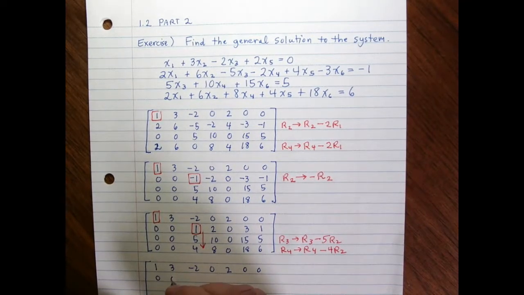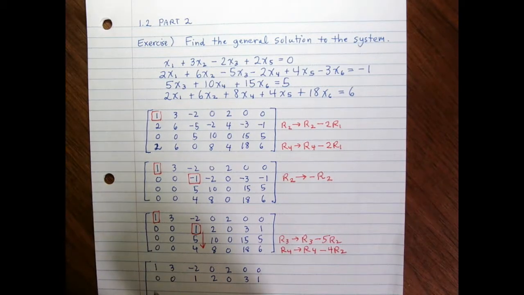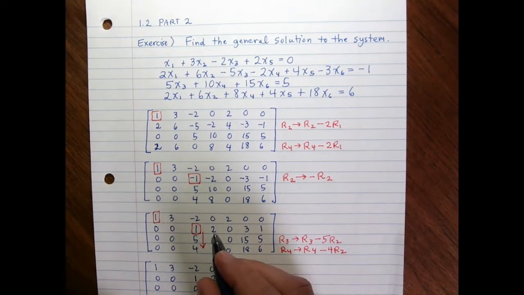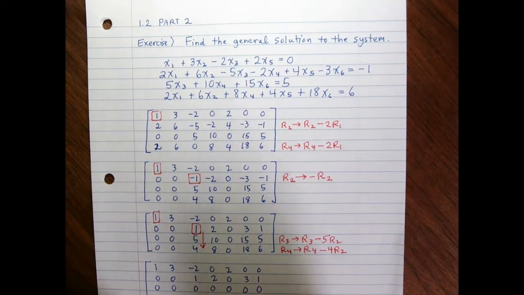I'm recopying the first 2 rows. And now, row 3 minus 5 times row 2. 0 minus 5 times 0 is 0. 0 minus 5 times 0 is 0. 5 minus 5 is 0. 10 minus 2 times 5 is 10 minus 10 is 0. 0 minus 0 here. 15 minus 5 times 3 is 15 minus 15 is 0. 5 minus 5 times 1 is 0. And yes, I got a row of zeros out of this process here.